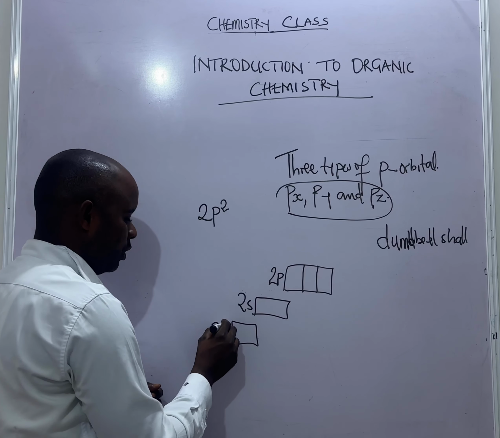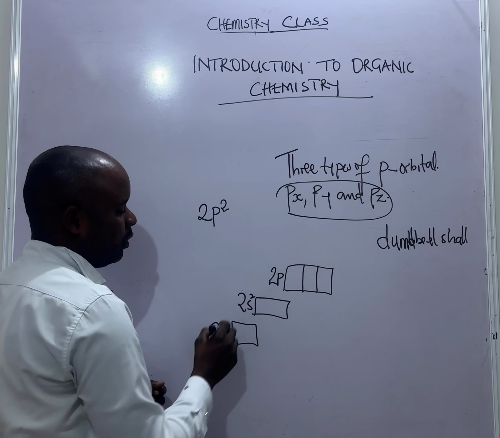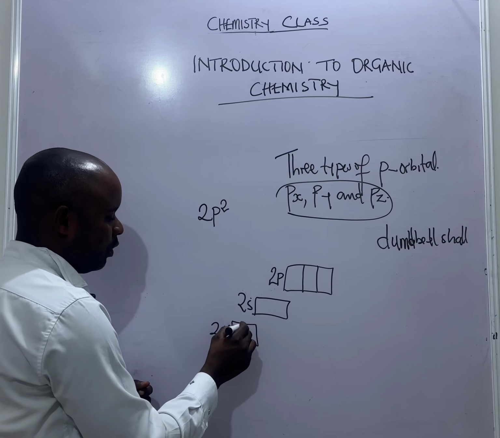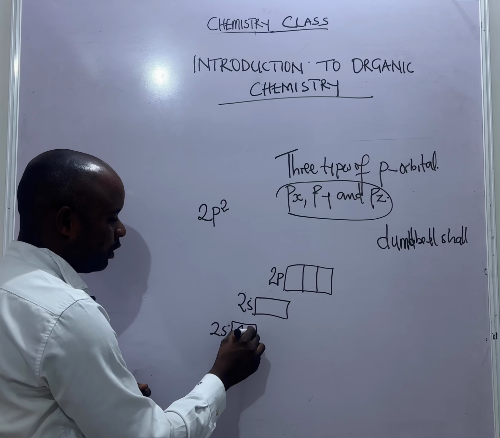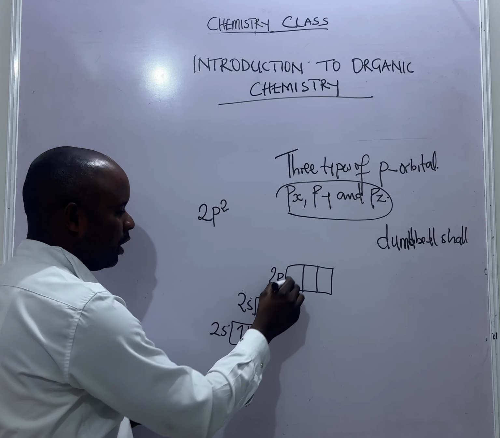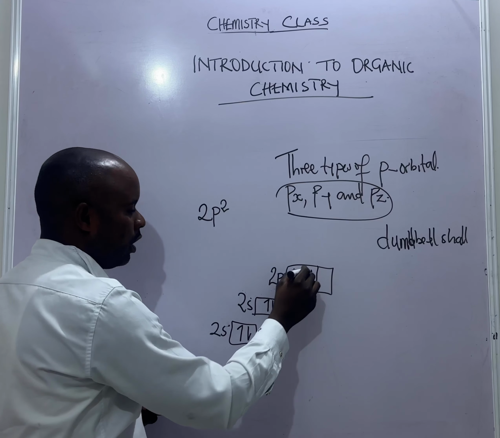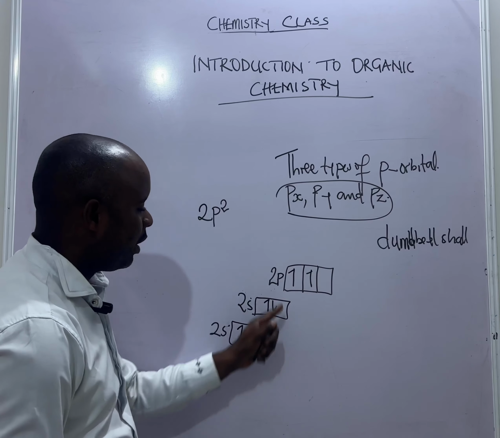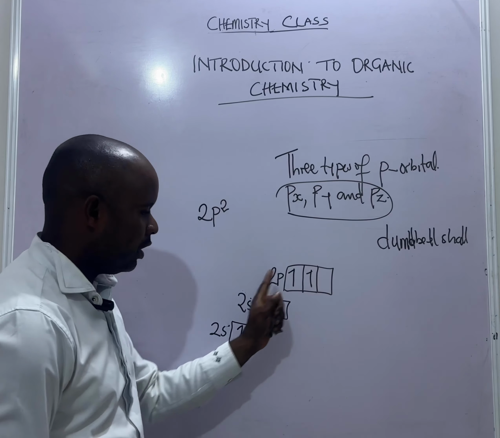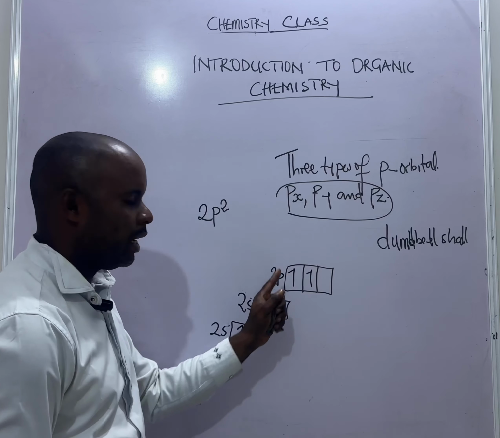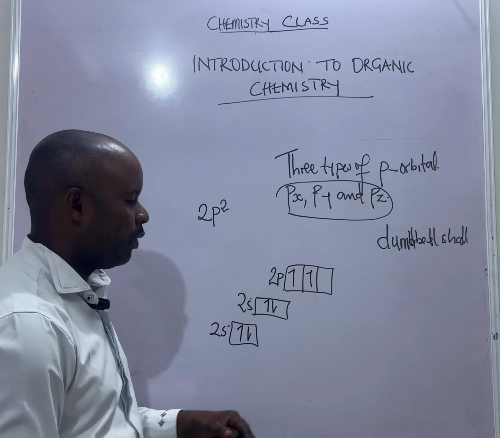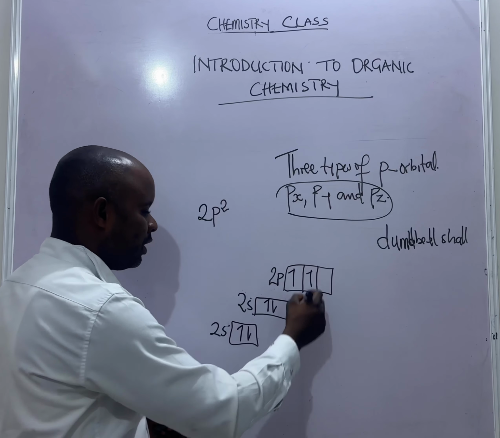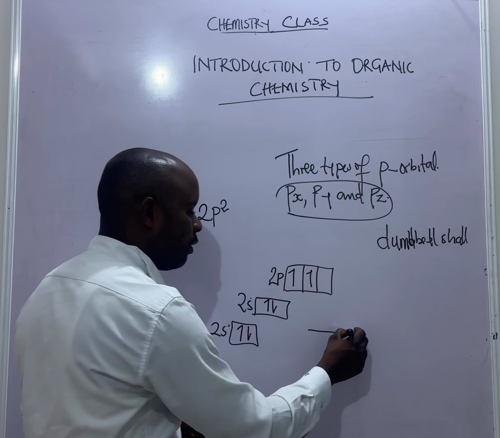We have the 2s2, 2s2. So that is to say, using Hund's rule, we arrange these electrons. According to Hund's rule, the electrons will fill each of these spaces singly before pairing can occur. That is the ground state of carbon.